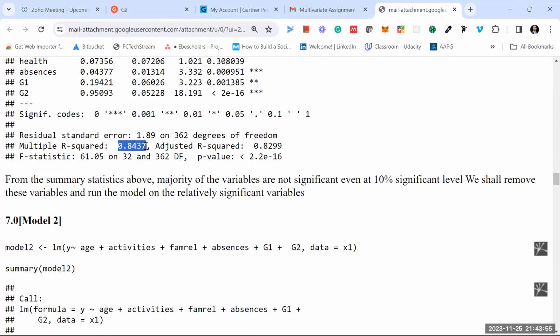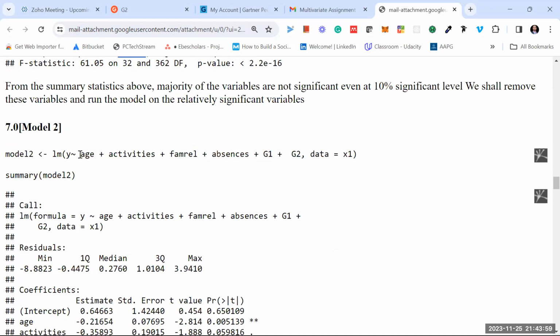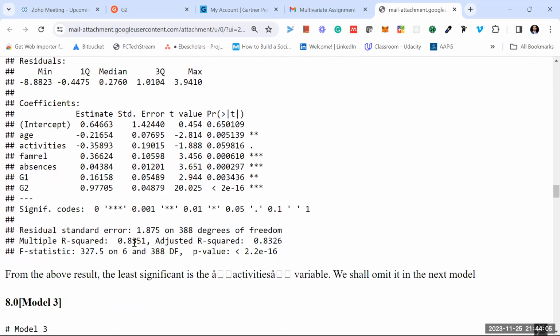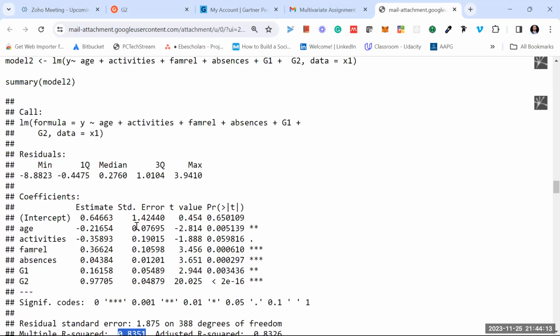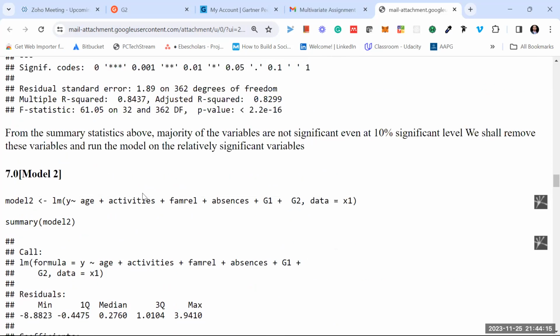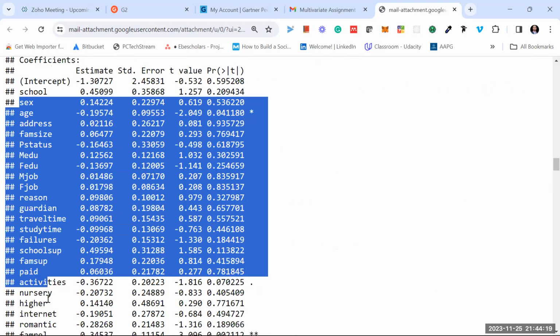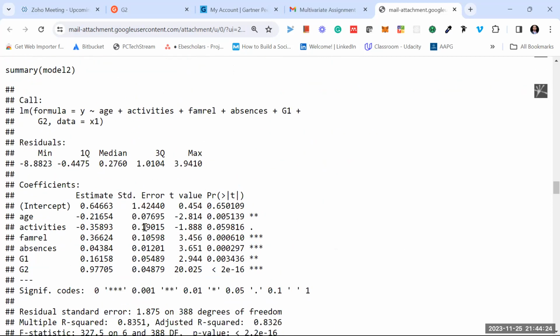0.84 R squared. When we remove them and use only these six, we're getting 83%. Are you seeing that now? That is trying to tell us that these six are giving us 83% of the information. So you are removing the majority of the variables, leaving just six, and these six are giving us this.